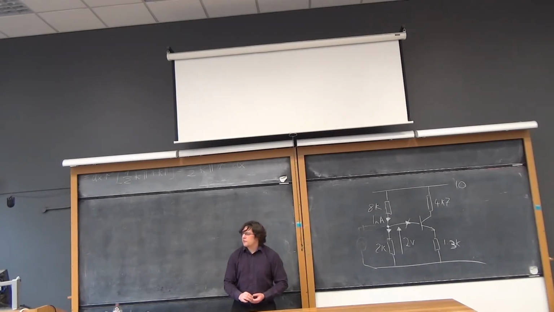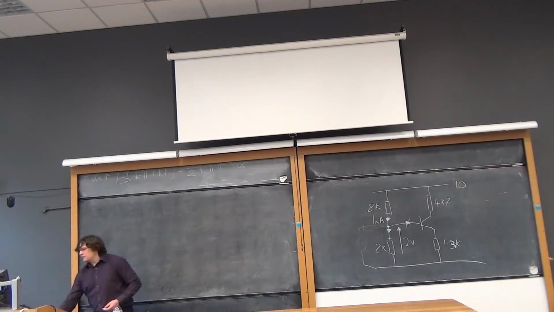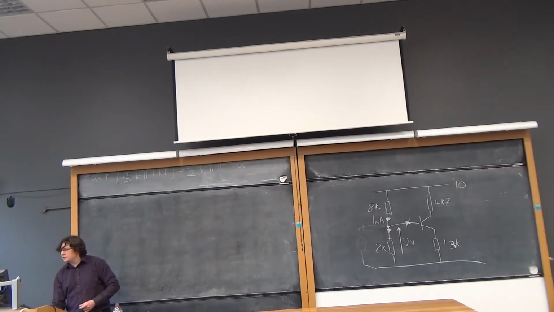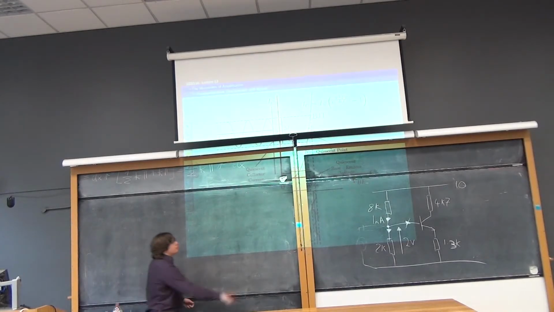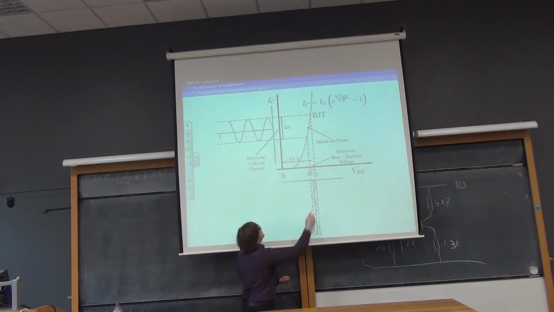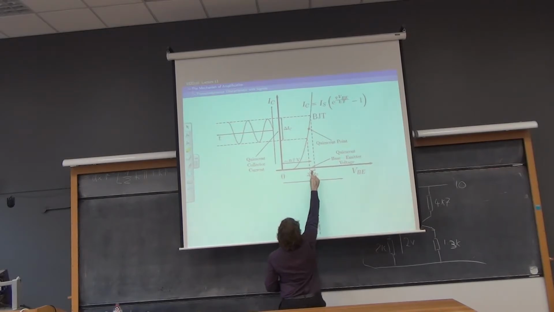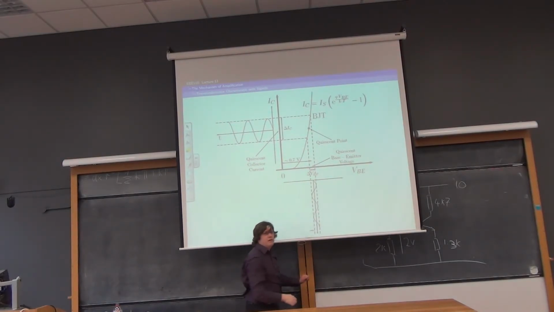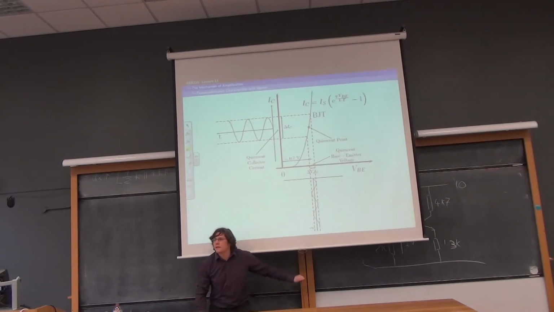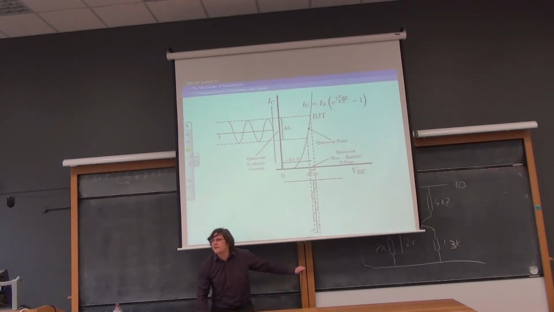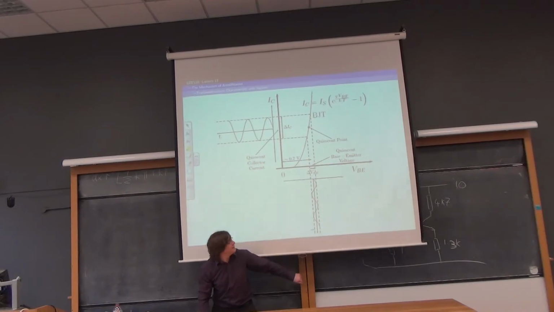If I go back up here, I said that this value would be something, this quiescent point. What would we have for a forward-biased diode? 0.7. I think you can probably have a biscuit for that.